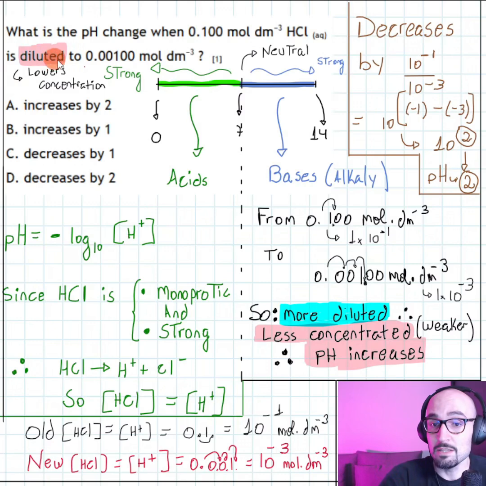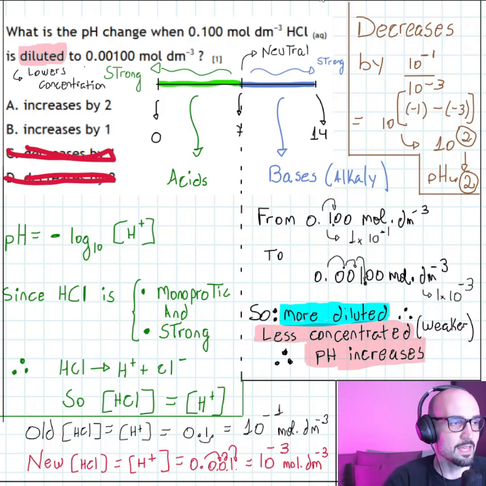Knowing that it's going to be diluted, the concentration is going to lower, we can infer that the more diluted, the less concentrated the acid is going to be. Therefore, my acid will get weaker. If my acid gets weaker, and acids grow stronger the closer they are to 0, my pH will increase a little bit because I am diluting my acid. I am making it weaker. So the pH is going to increase. So we can eliminate alternatives D and C because we know the pH is going to increase a little bit even though it is an acid.